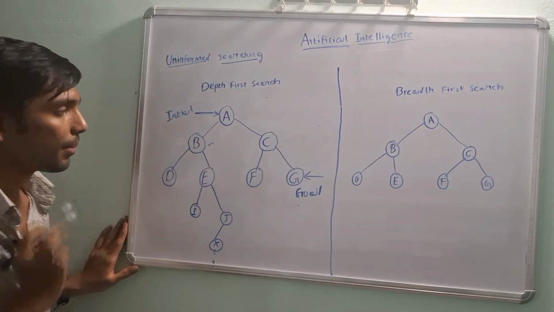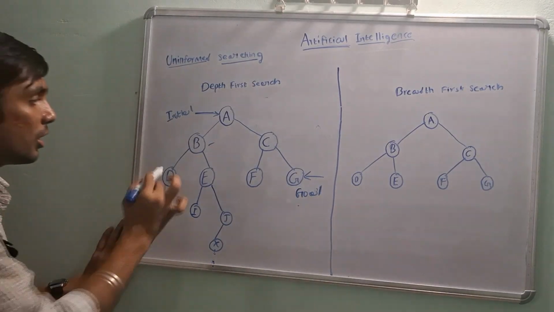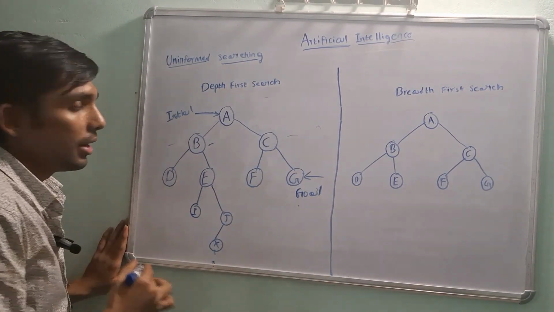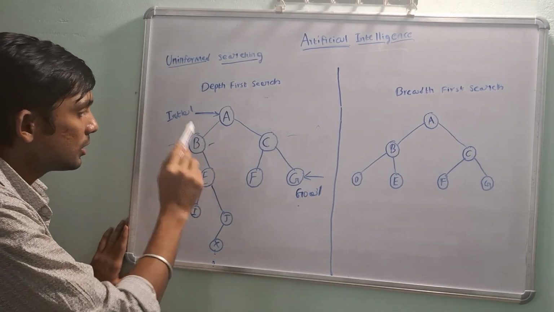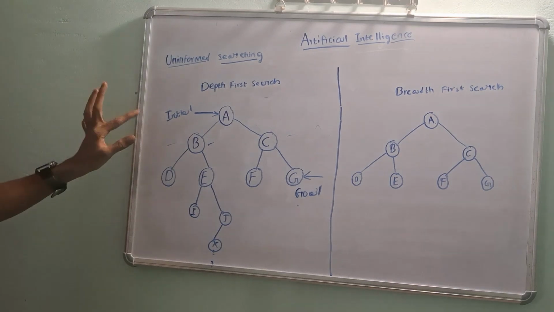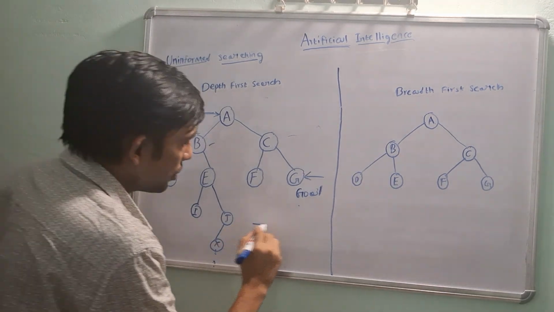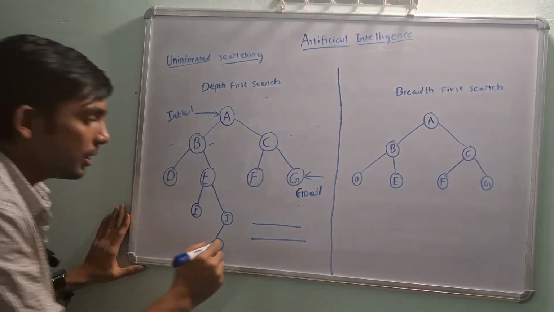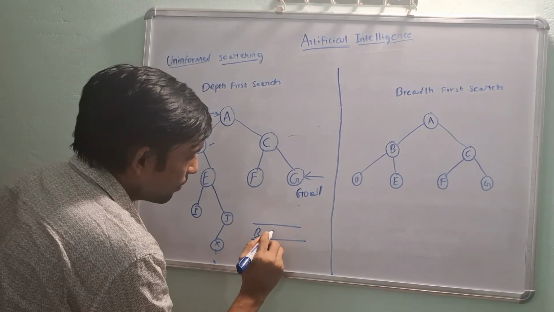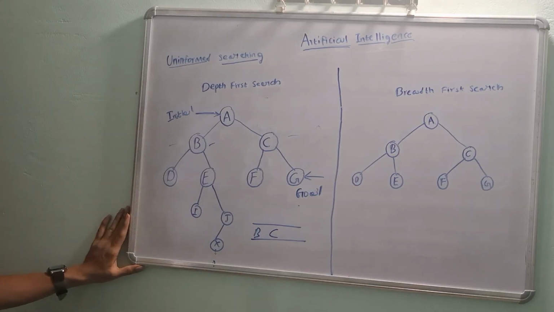So both have equal priority. So the algorithm may choose either B or C. Anything could be explored. Now let us assume the algorithm had chosen B as the next node after exploring A. So initially A is pushed into the stack, then it will be popped out as it is not the goal node, and both B and C are pushed into the stack as both are children of A.